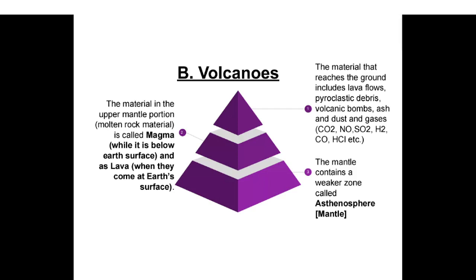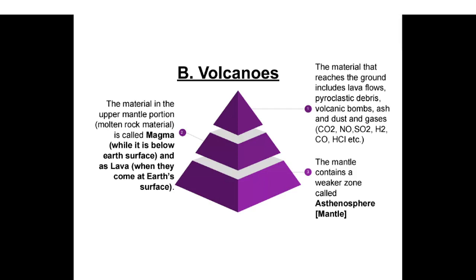Volcanoes. The material that reaches the ground includes the lava flows, pyroclastic debris, volcanic bombs, ash and dust, and gases like carbon dioxide, nitric oxide, sulfur dioxide, hydrogen, carbon monoxide, and hydrochloric acid, etc. The mantle contains a weaker zone called the asthenosphere.